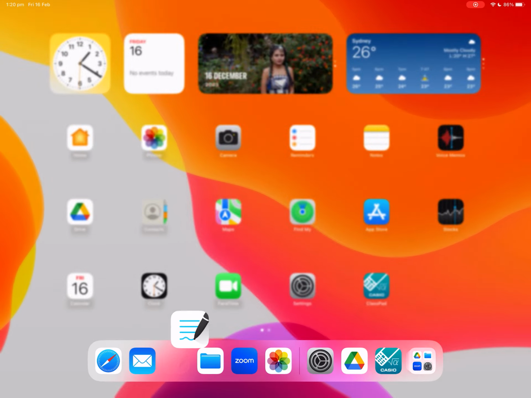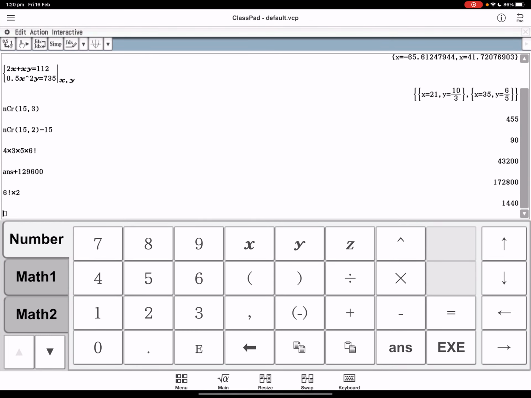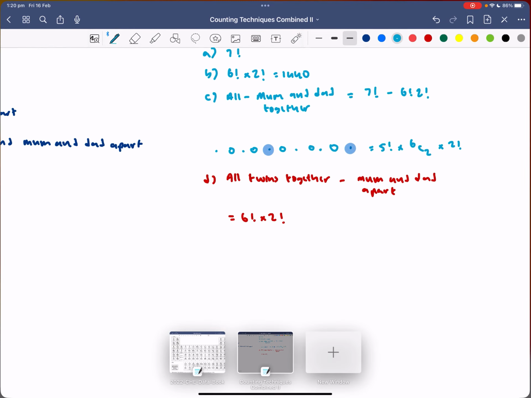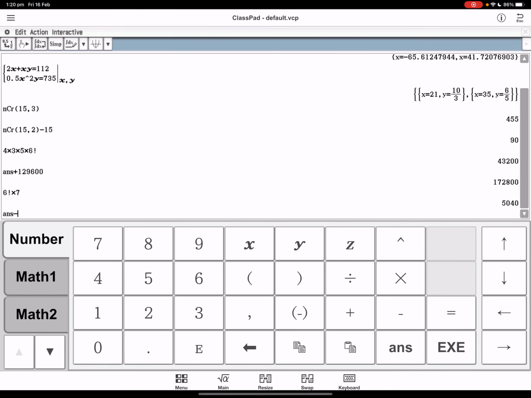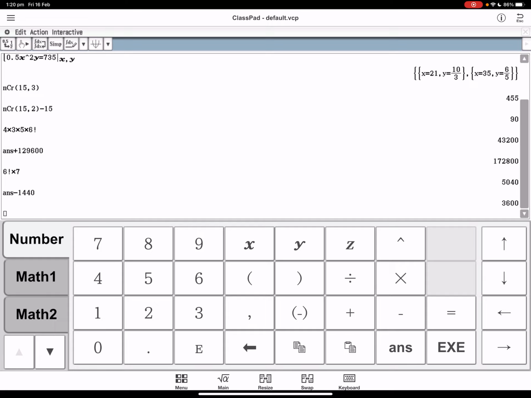I might as well just do what 7 factorial was. 7 factorial was 6 factorial times 7, which is 5040. And the previous one was 5040 take away 1440. 5040 take 1440, and that was 3600.